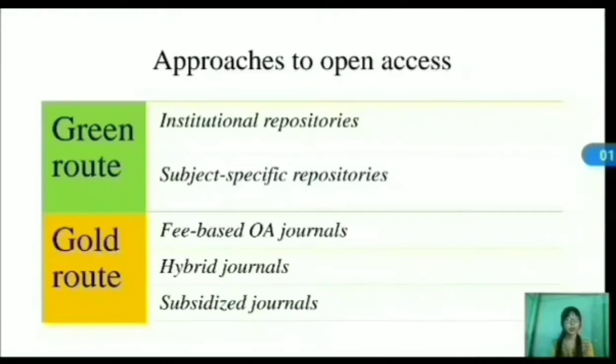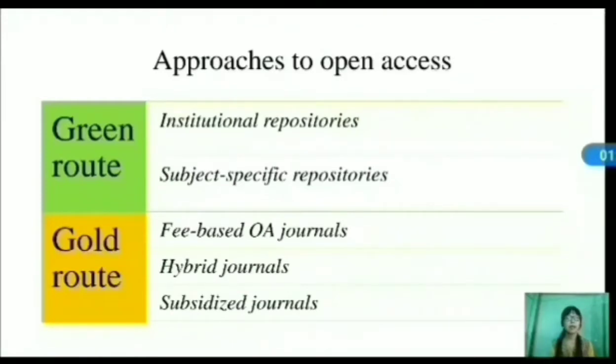The gold route. The gold route is basically the open access journals. We can say that there are three routes: fee-based open access journals, hybrid journals, and subsidized journals. In a fee-based open access journal, generally the author should pay the article processing charge or the publication charge to the journal where they will publish in an open access journal that will be visible to the whole world.